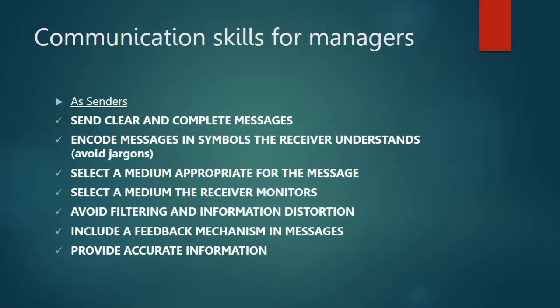The other important thing is information distortion. Information distortion should also be avoided. Information distortion refers to changes in the meaning of a message as the message passes through a series of senders and receivers. Some information distortion is accidental, due to faulty encoding and decoding or the lack of feedback. And the other information distortion is deliberate or intentional.